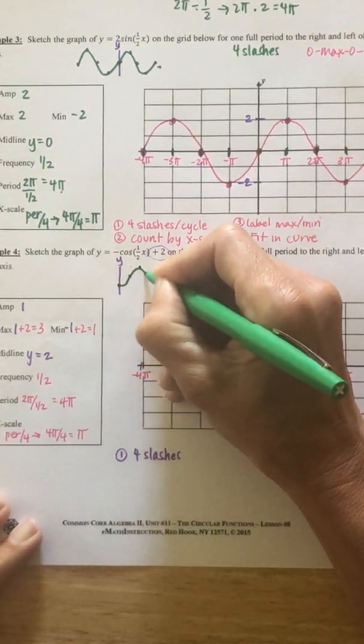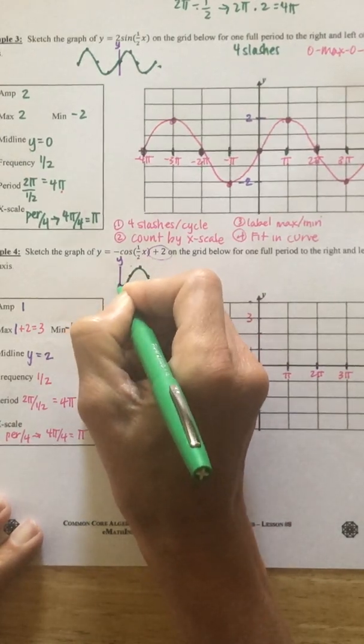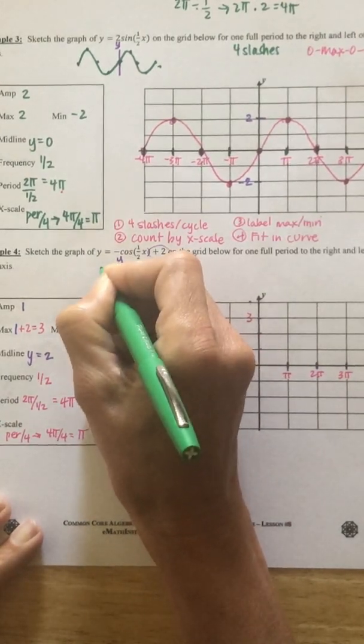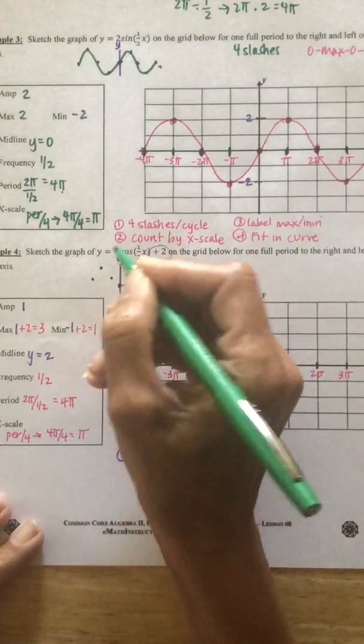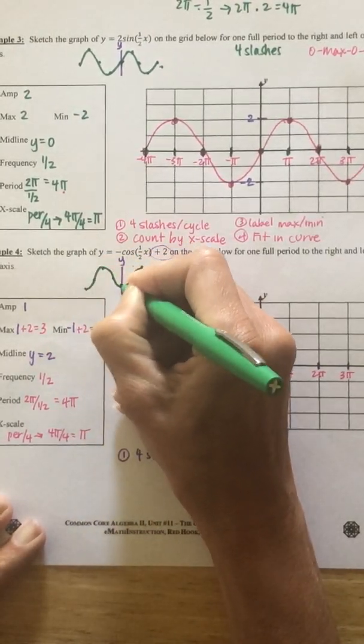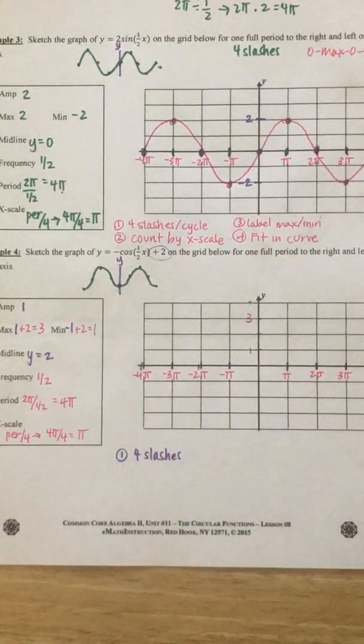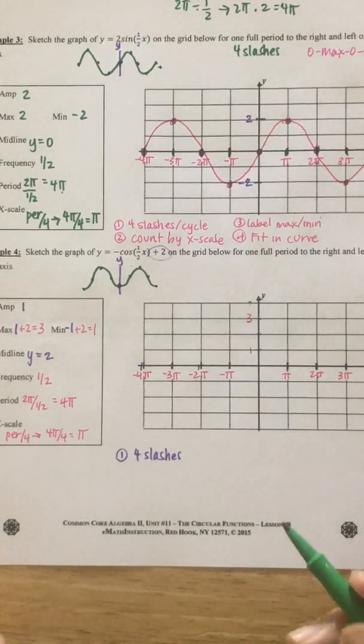That's 1 cycle to the right. And then you have to go to the left. So I'm at 0, my min. I go up to 0, my max, my 0 or midline, and then my min. So that's going to get me my curve to the left. So that's what I should have in the very end on this. Now we have it all laid out.